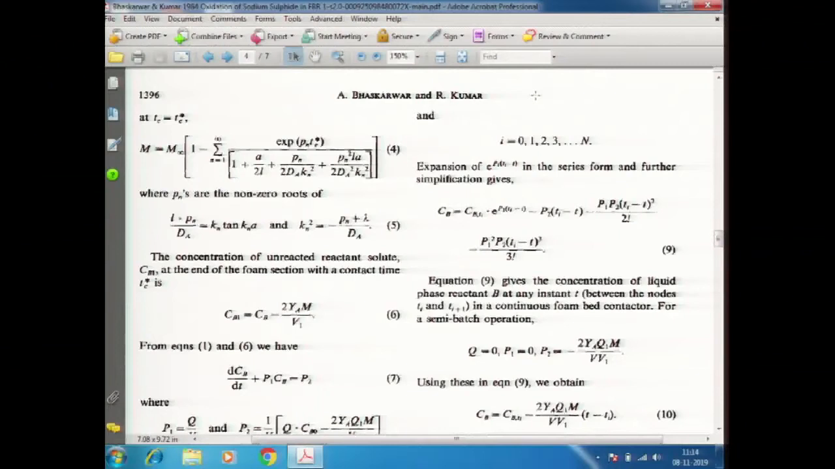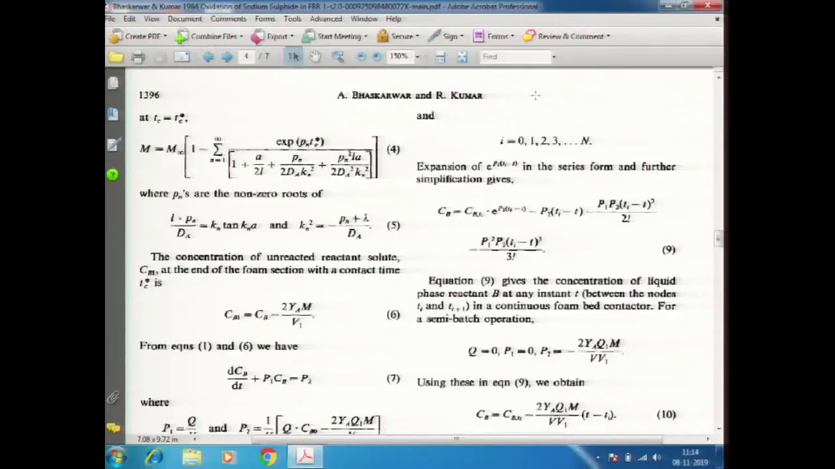Lpn by dA equal to Kn tan Kn a came from setting Gp equal to 0 in the process of obtaining the zeros P1, P2, P3 up to P infinity. And because we had defined k square as minus Pn plus lambda by dA, for every Pn there exists a Kn. So, solving these equations together, we can obtain the pairs of Pn's and Kn's, infinite pairs actually. It turns out that these Pn's and Kn's are dependent on the pseudo first order rate constant lambda.